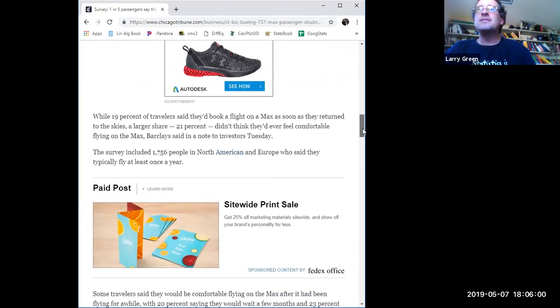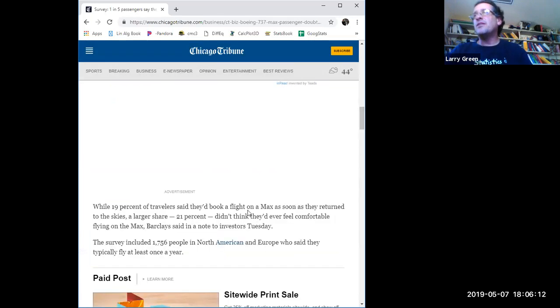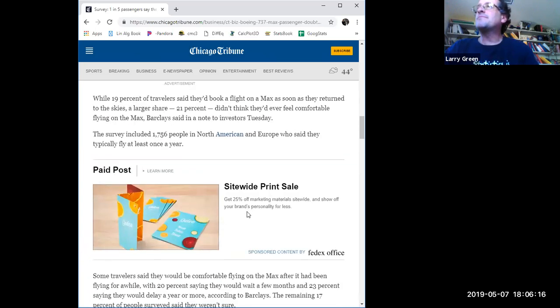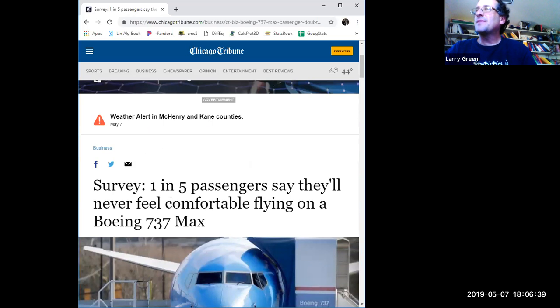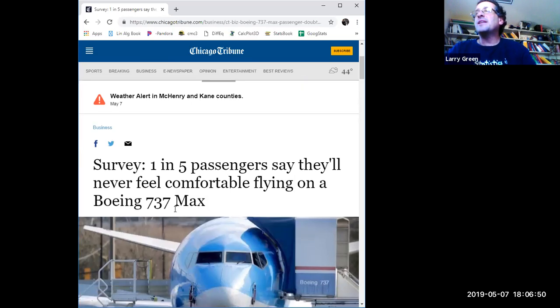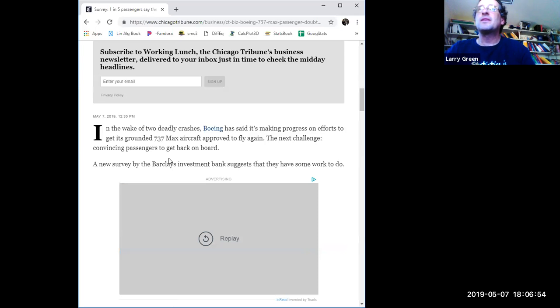All right, so the question is, do you think that is a good representation? Can we say that 1 in 5, which is 20%, by the way, can we say that 20% of all people in North America and Europe never want to fly in one of those planes again? Or never feel comfortable flying in those planes. What do you think? You think that's a reasonable thing to say? What do y'all think? You can say it or put it in the chat box. Do you think it's reasonable to say that 20% of all North Americans and Europeans will never feel comfortable flying again?